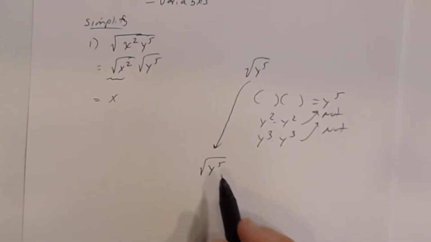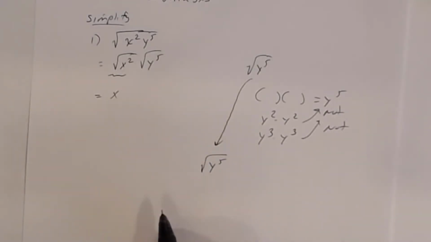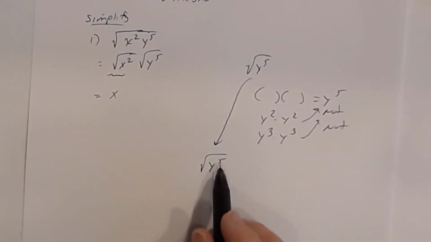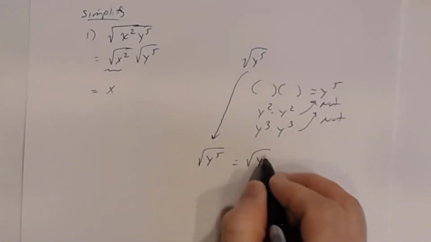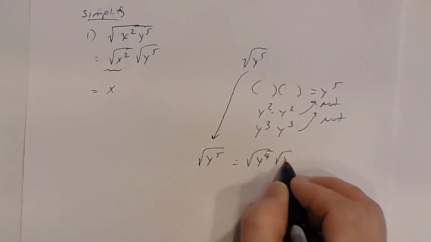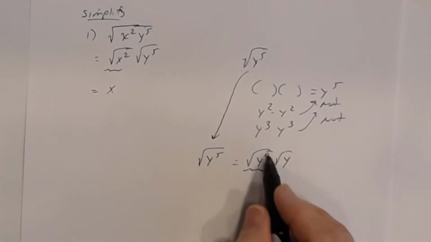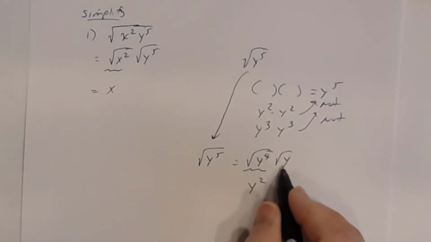All right, now listen carefully. What is the largest integer less than 5 that's divisible by 2? And the answer is 4. You must say 4. 4 is the largest integer less than 5 that's divisible by 2. So I can write this as the square root of y to the fourth times the square root of y. And now you know what this is. What times itself is y to the fourth? Y squared. And I cannot simplify this.